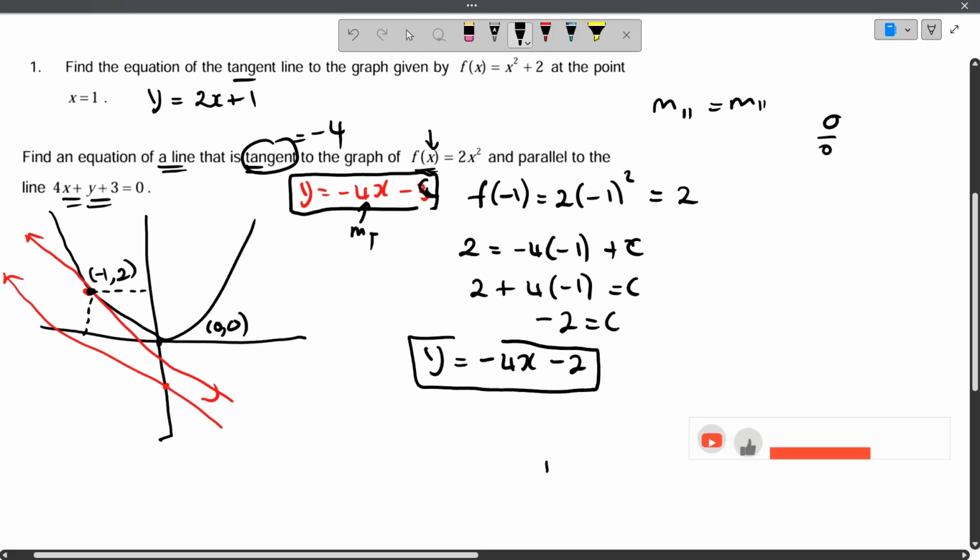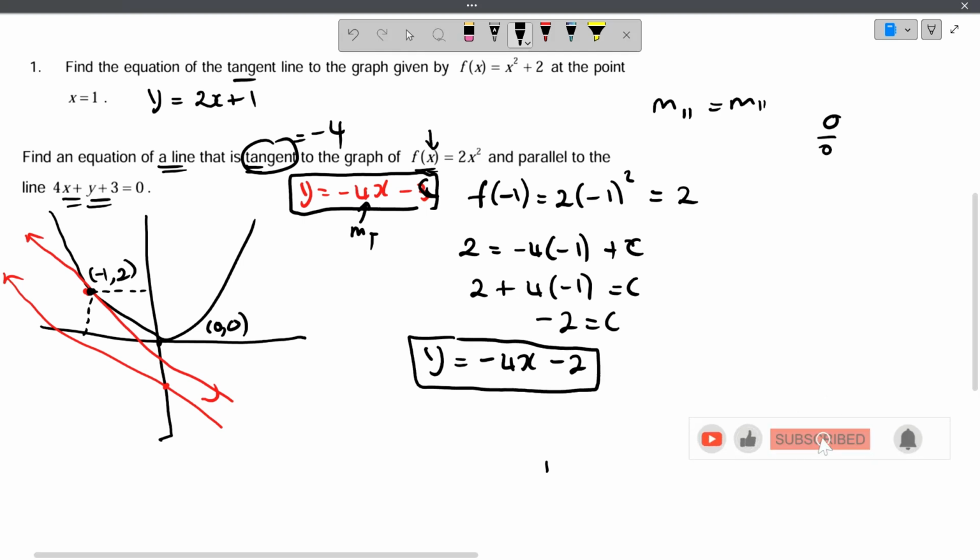So that is how you tackle these questions on the average rate of change. That is how you tackle these kinds of questions, right?